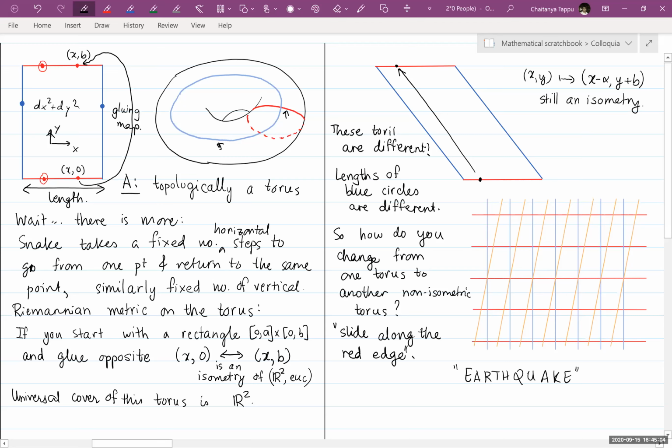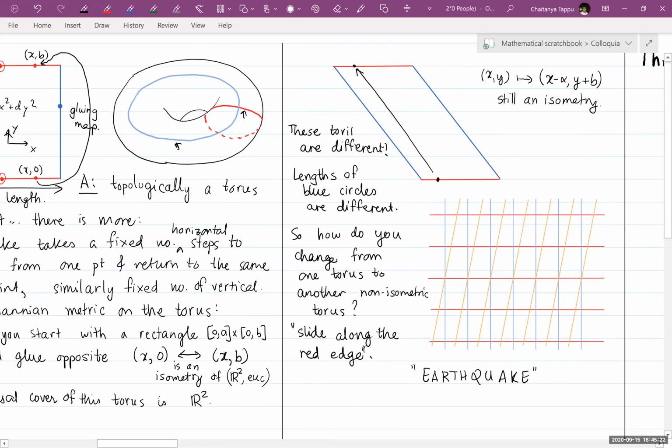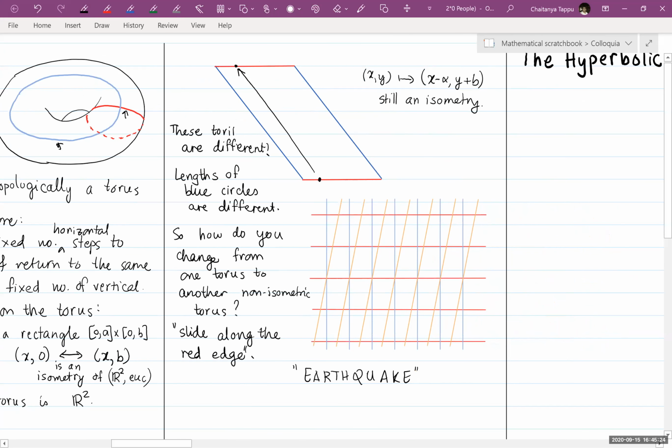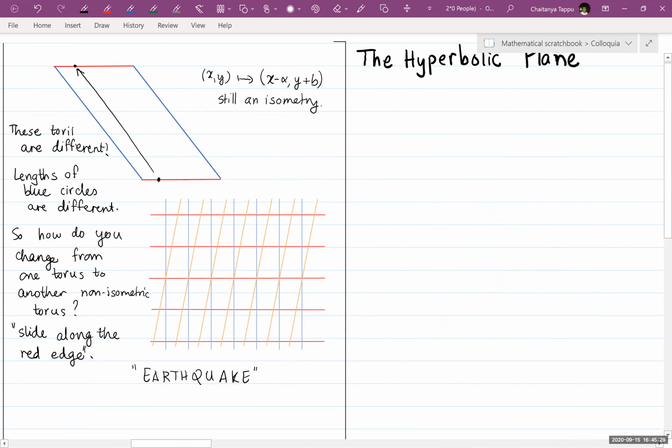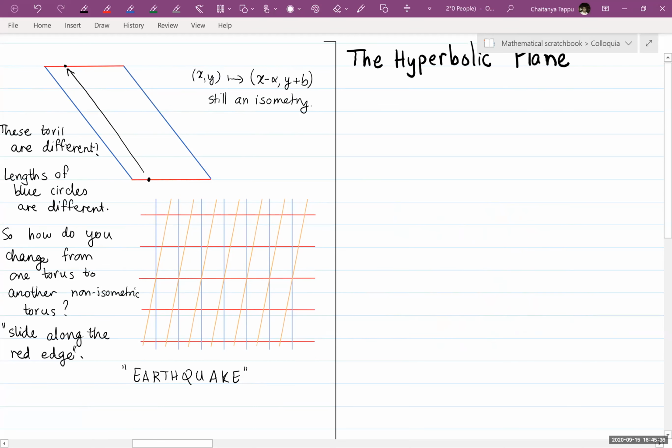Okay, great. So this is what an earthquake is supposed to be. Thurston actually proved it, did earthquakes for hyperbolic surfaces, but I just showed you an example for Euclidean surfaces. It would be a good question to do the theory of earthquakes for Euclidean surfaces.